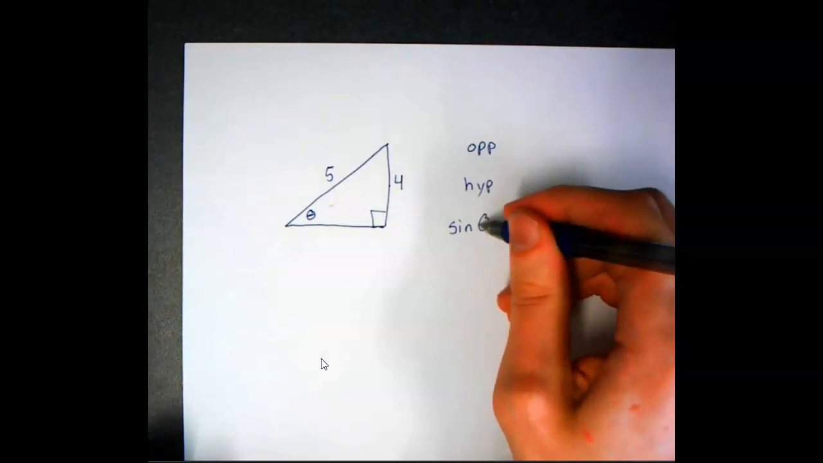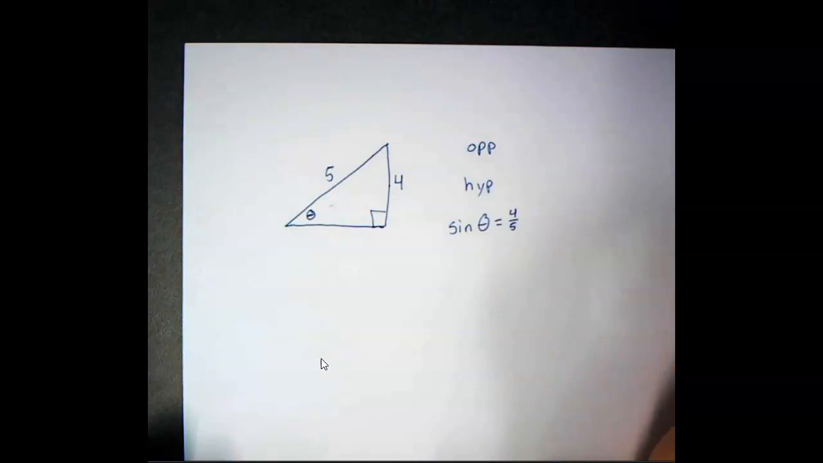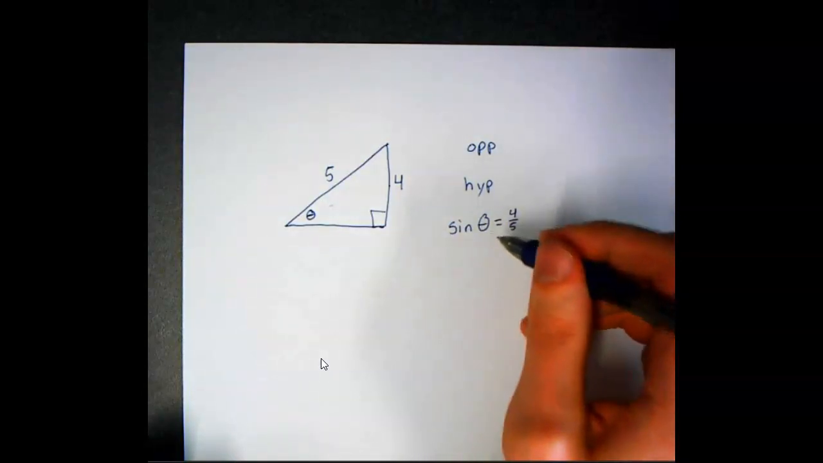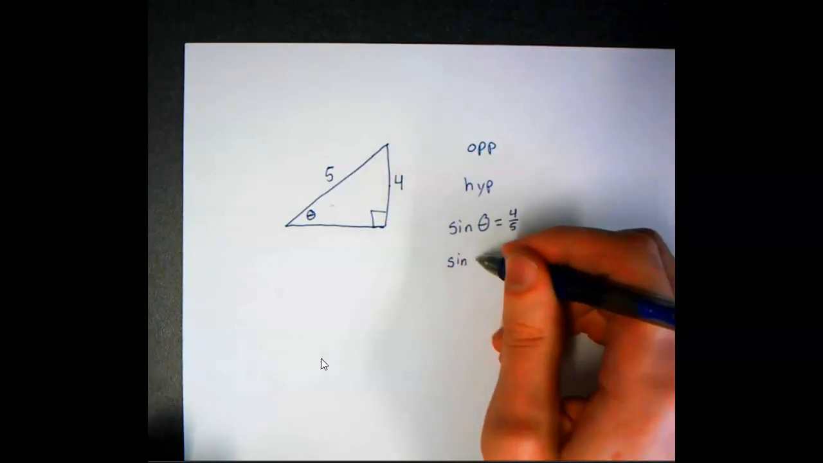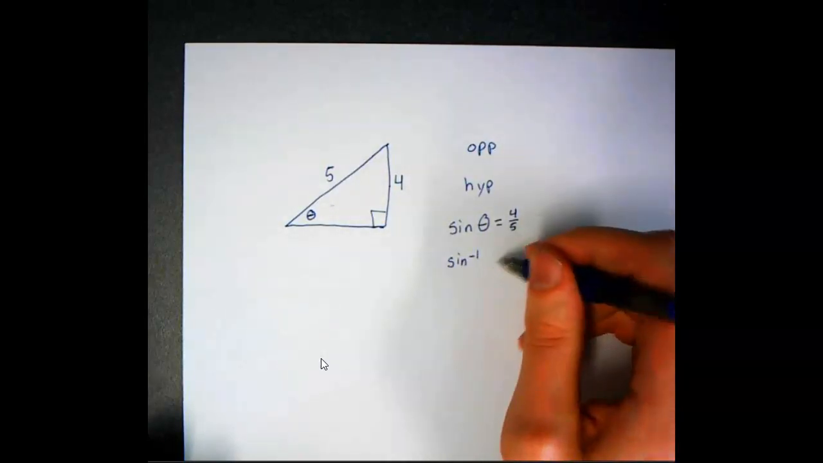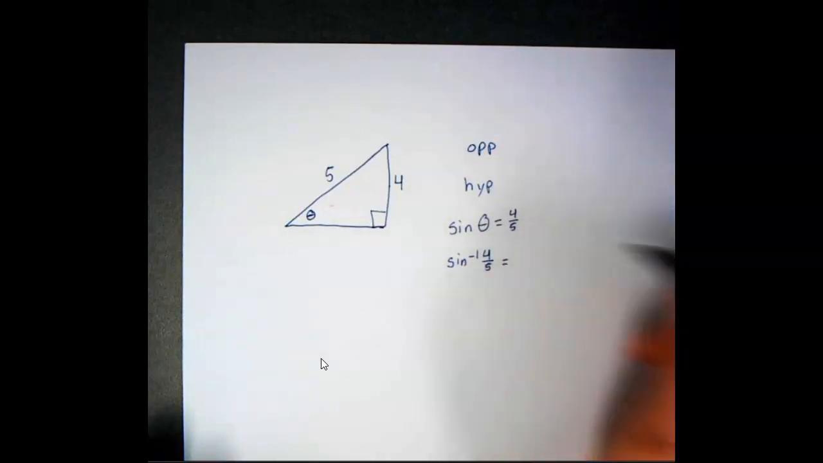So we know sine of theta would be 4/5. Now we want to find that angle. So instead, we're going to take the inverse. We'll say, just plug in that into your calculator.